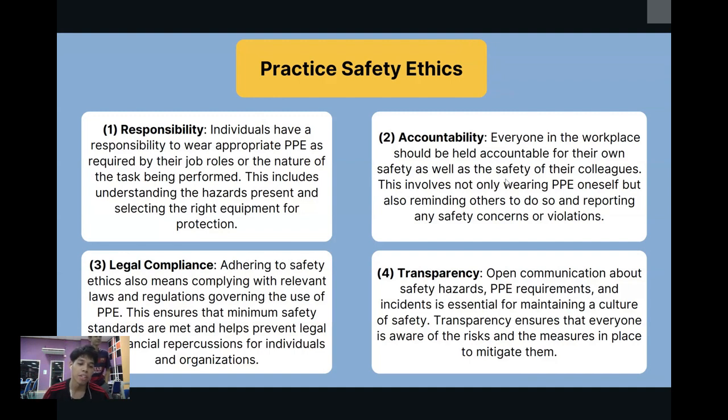Third, we have legal compliance, ladies and gentlemen. Adhering to safety ethics also means complying with relevant laws, regulations governing the use of PPE. This is to ensure that minimum safety standards are met and helps prevent legal and financial repercussions for individuals and organizations. Fourth, we have transparency. Open communication about safety hazards, PPE requirements, and incidents is essential for maintaining a culture of safety. Transparency ensures that everyone is aware of the risks and the measures in place to mitigate them.